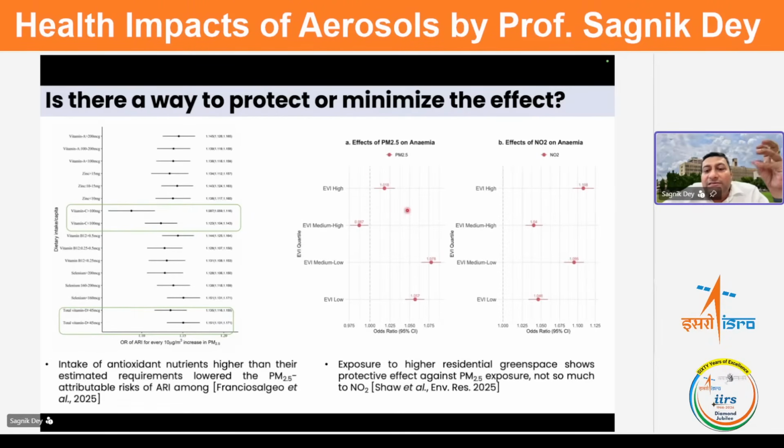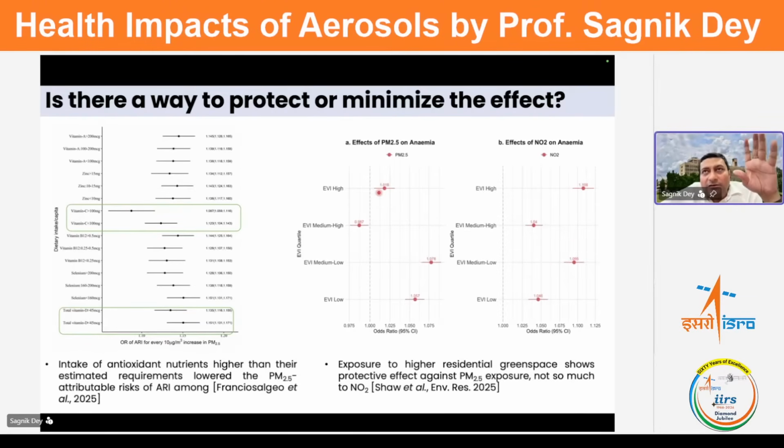Again, here are two examples. Anemia, because I already showed the effect of anemia. We are quantifying green space using satellite-derived EVI, or enhanced vegetation index. What we are finding is that if the greenness is quantified by low or medium-low EVI, the air pollution risk is considerably higher compared to higher EVI, indicating people living in conditions where the surroundings have a lot of green space.